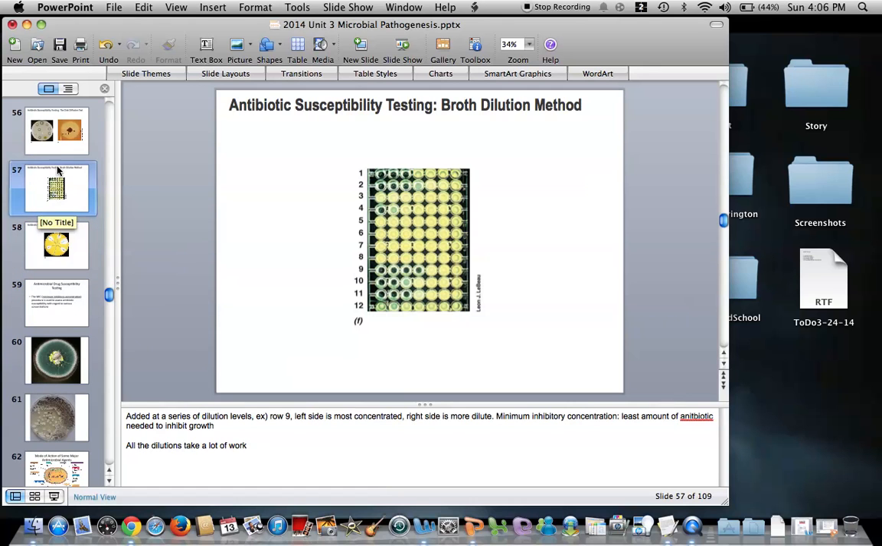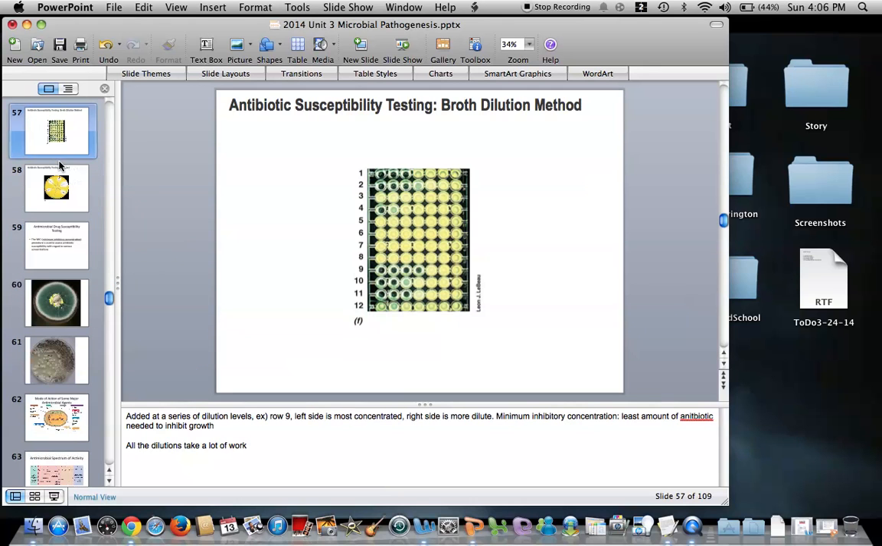And then antibiotic susceptibility. You can have a dilution method, and it's usually by an order of magnitude, but you can do any dilution you want. And then, like, this would be the minimum inhibitory concentration, because it's the smallest concentration in which you have inhibited all growth.